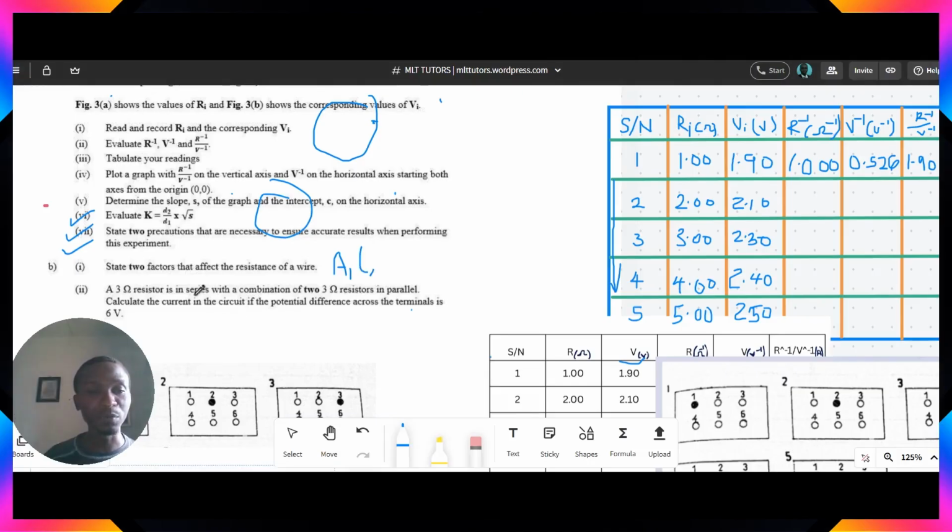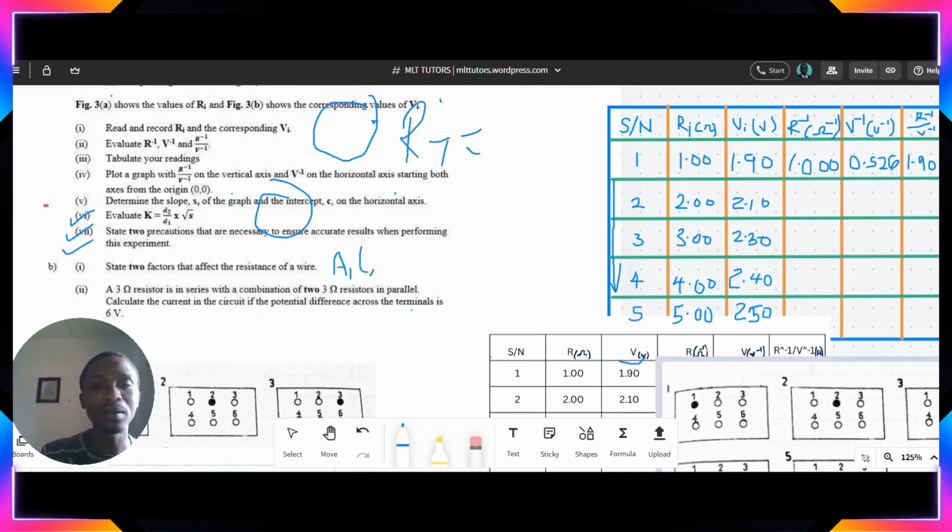Then you have a simple calculation that you just have to simplify here. A 3 ohm resistor in series with a combination of 3 ohm resistors in parallel. Calculate the current in the circuit if the PD is 6 volts. That's a very simple one. You have 3 resistors, but that means your R total will be R parallel plus R series. Out of these 3 resistors, one of them is in series, 2 in parallel. The 2 that are in parallel, you can use the combined resistor formula to do that.